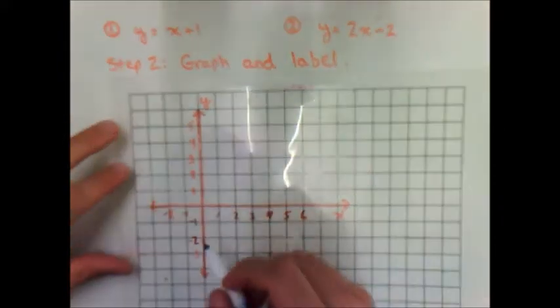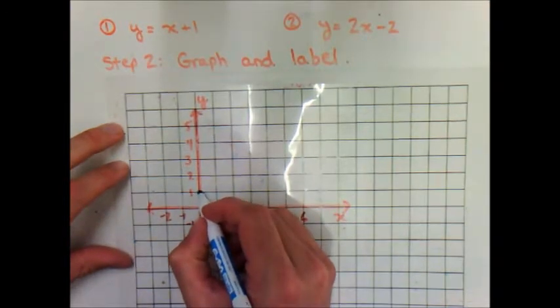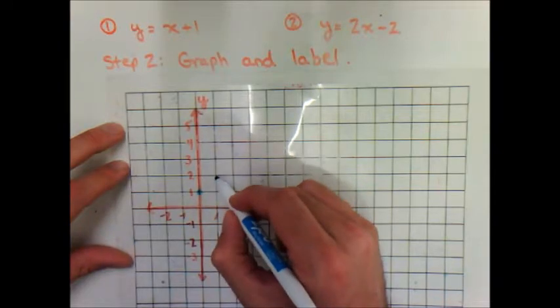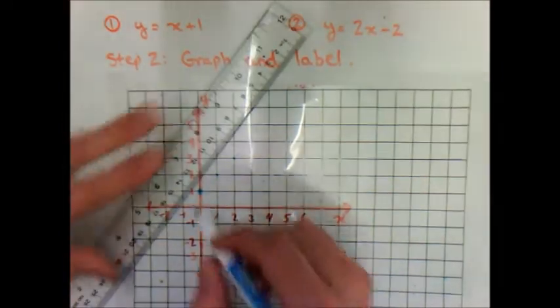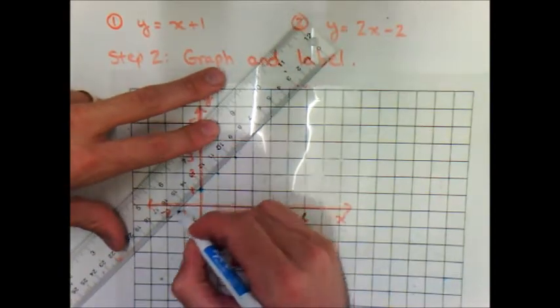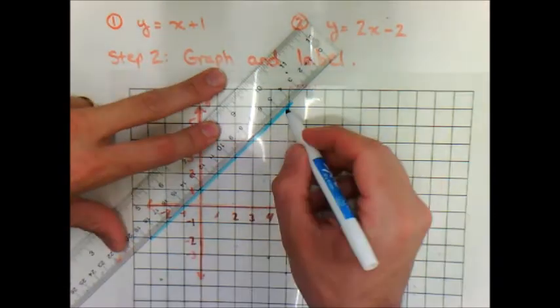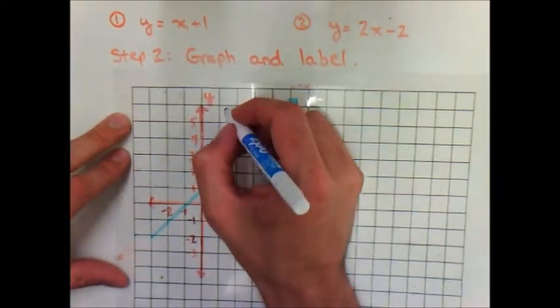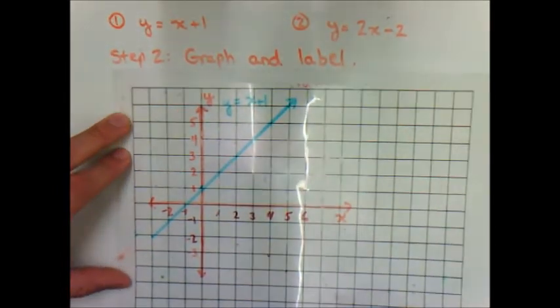So here goes equation number 1. y equals x plus 1. Y-intercept is 1 and slope is 1. 1 over 1. So every time I go over 1, I'm going up 1. That's an easy one to draw. And I want to make sure that I label this as y equals x plus 1.